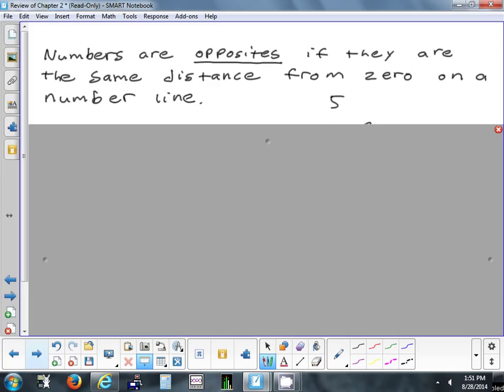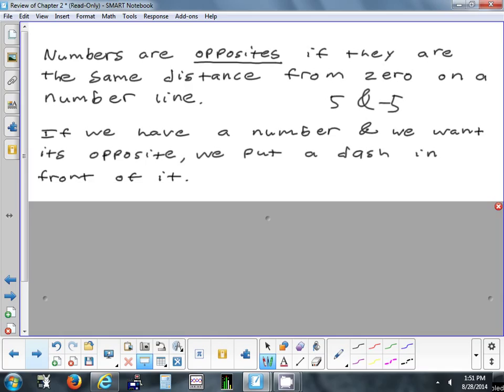What's another number that's on the other side of 0, still 5 units away from 0? Yeah, negative 5. Okay, 5 and negative 5, those are an example of opposites. Really basic idea. Any question on that?